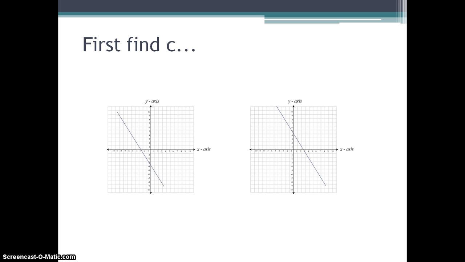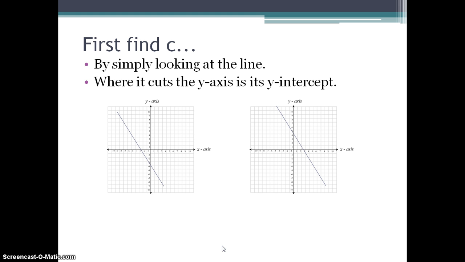Have a look at these two graphs. What is c again? c is our y-intercept. It's where the straight line crosses the y-axis. So we can see this straight line crosses the y-axis at -4, whereas this straight line crosses the y-axis at 4. So that is our c values. To find c, simply look at the line. Where it cuts the y-axis is its y-intercept. Our first graph, c is -4, our second, c is 4.